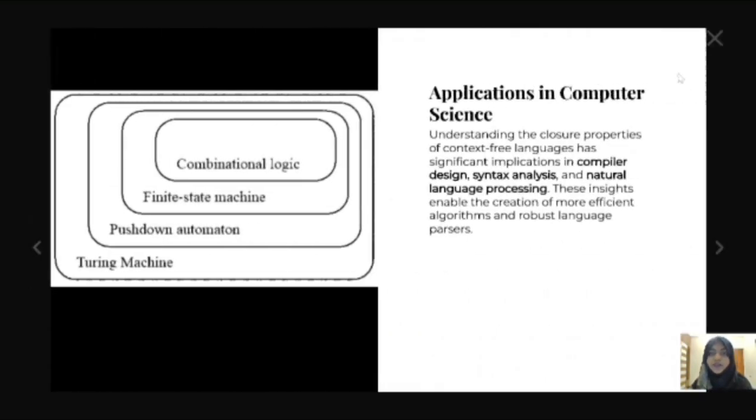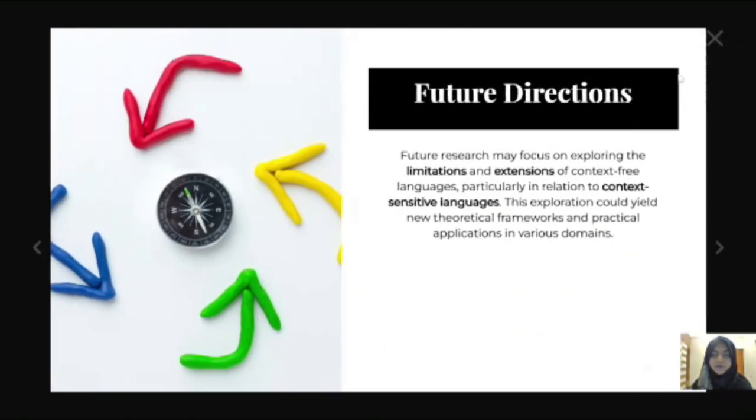Applications in computer science using automata theory. Understanding the closure properties of context-free languages has significant implications in compiler design, syntax analysis, and natural language processing. These insights enable the creation of more efficient algorithms, robust languages, and parsers.